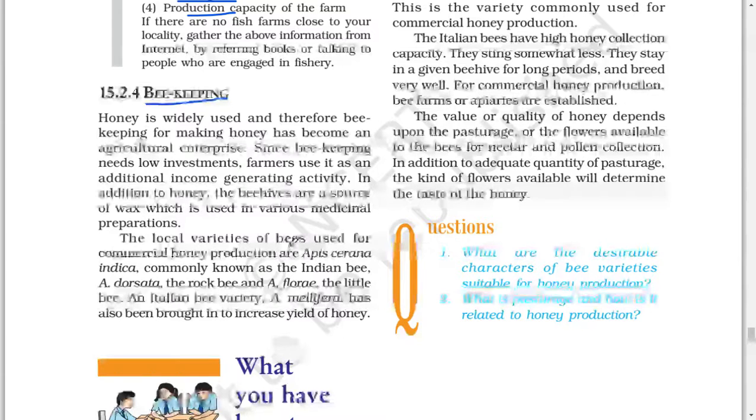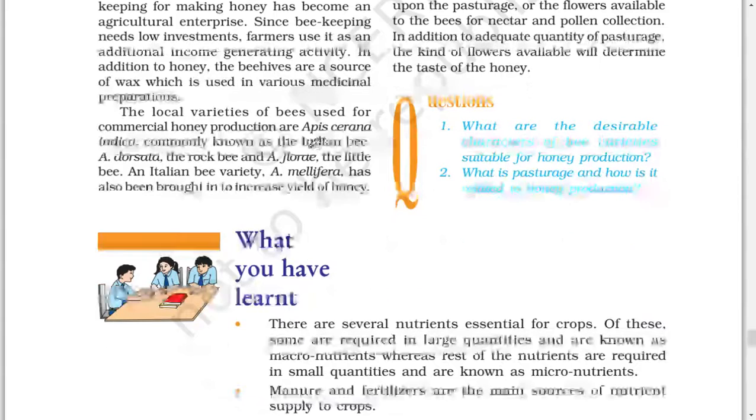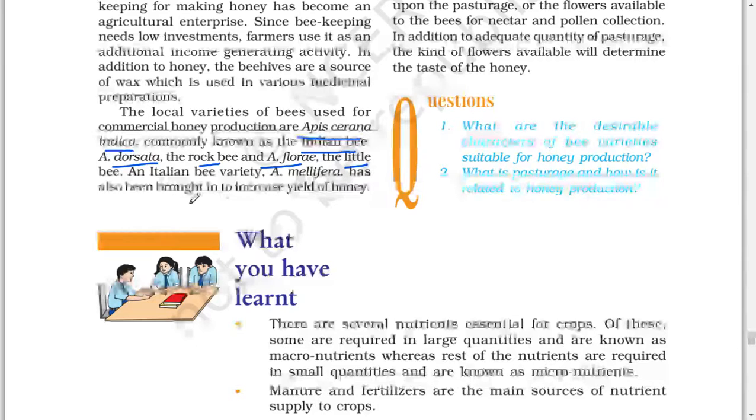The local varieties of bees used for commercial honey production are Apis cerana indica, commonly known as the Indian bee, A. dorsata, the rock bee, A. florea, the little bee. An Italian bee variety, A. mellifera, has also been brought in to increase the yield of honey.